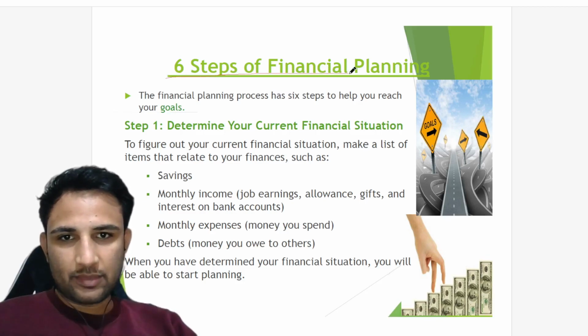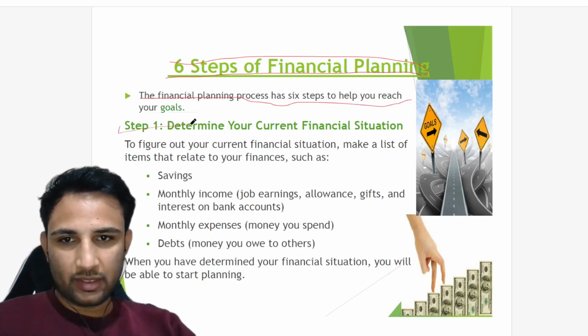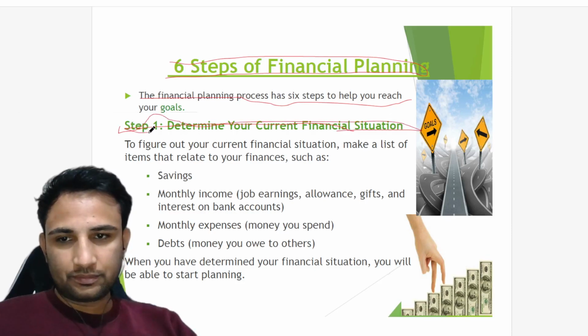So there are six steps of financial planning. The financial planning process has six steps to help you reach your goals. The first step is to determine your current financial situation.